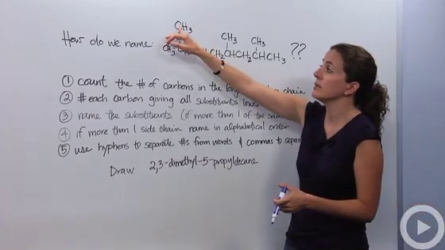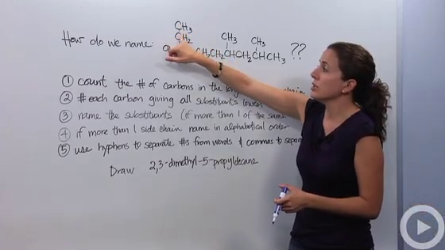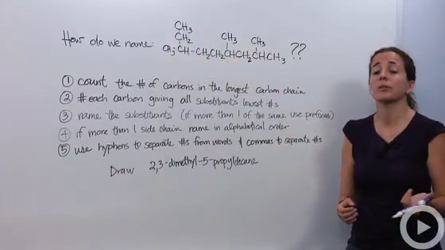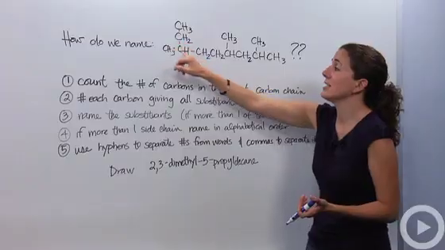So let's actually include these. Let's do 1, 2, 3, 4, 5, 6, 7, 8, 9. Well, 9 is larger than 8, so I'm going to say that this is my parent chain.